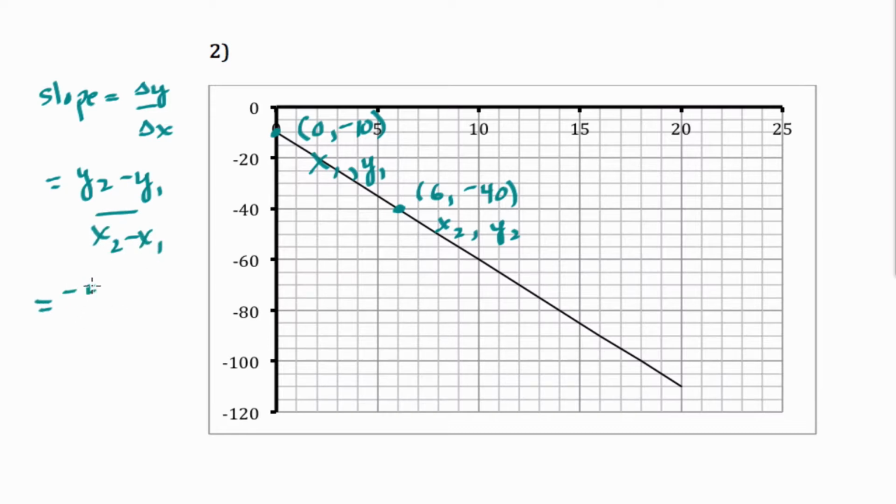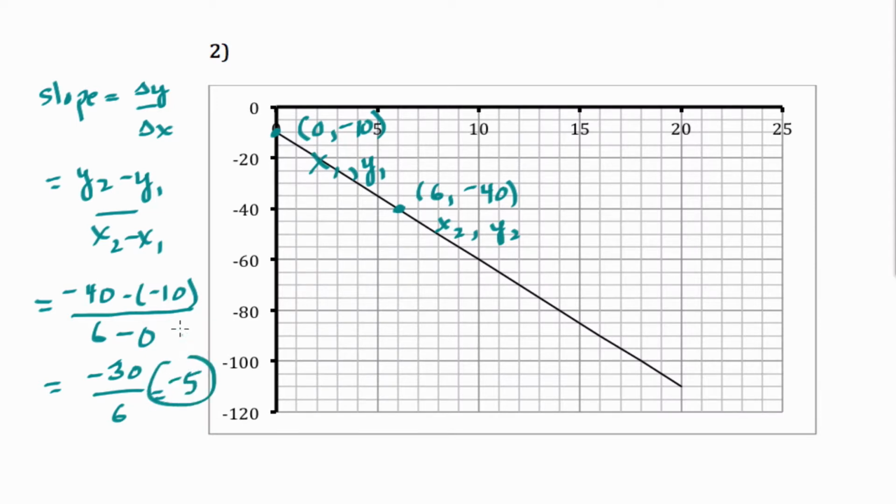y2 is negative 40. Keep track of those signs. Minus negative 10 is y1, divided by x2, which is 6, minus x1, which is 0. Negative 40 minus negative 10 is the same as negative 40 plus 10, so that would be negative 30 over 6, which is negative 5. That's what you should get for this slope.